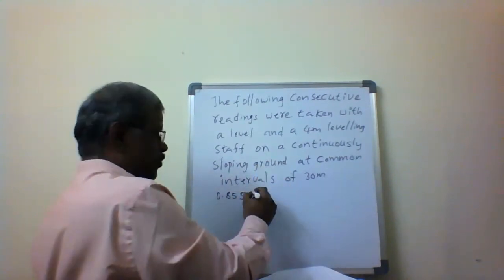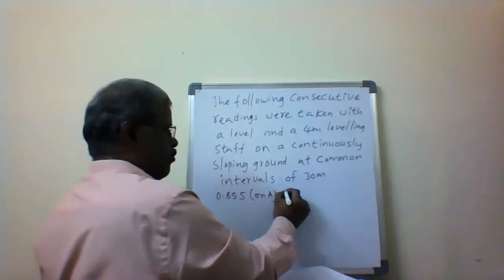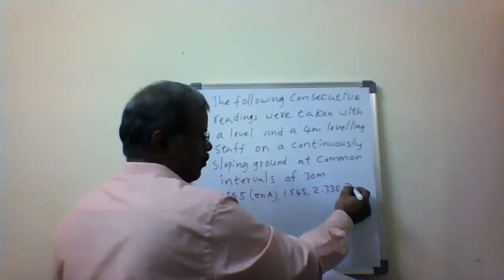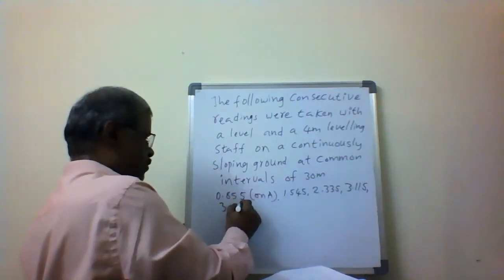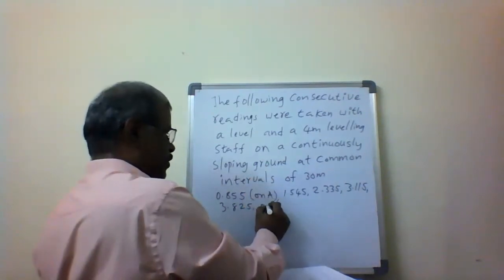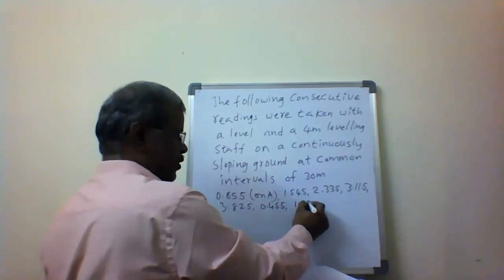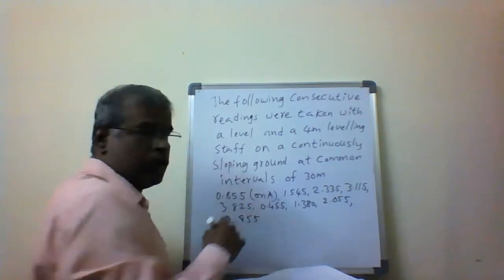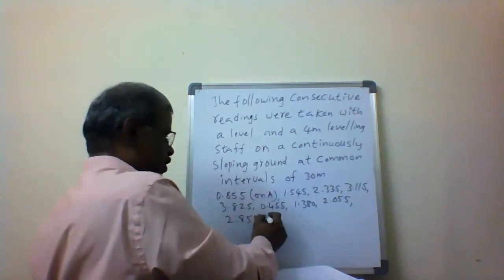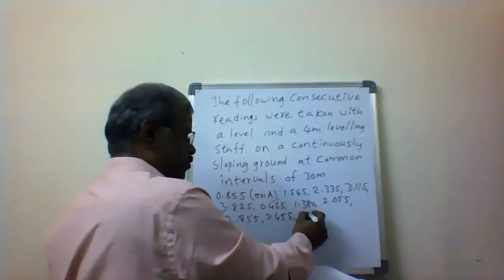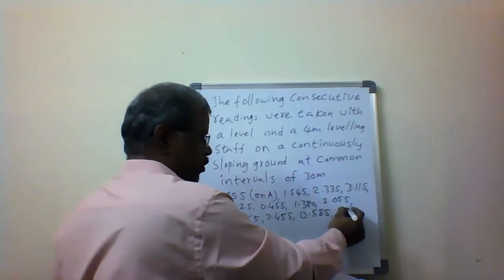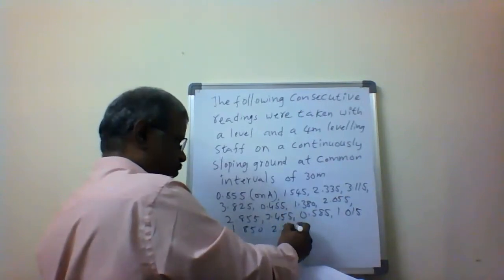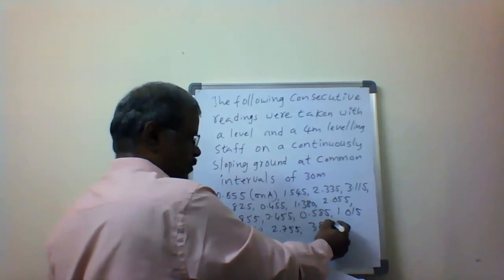So the readings are 0.855 on A, 1.545, 2.335, 3.115, 3.825, 0.455, 1.380, 2.055, 2.855, 3.445, 0.585, 1.015, 1.850, 2.755, 3.845. So that is on B.